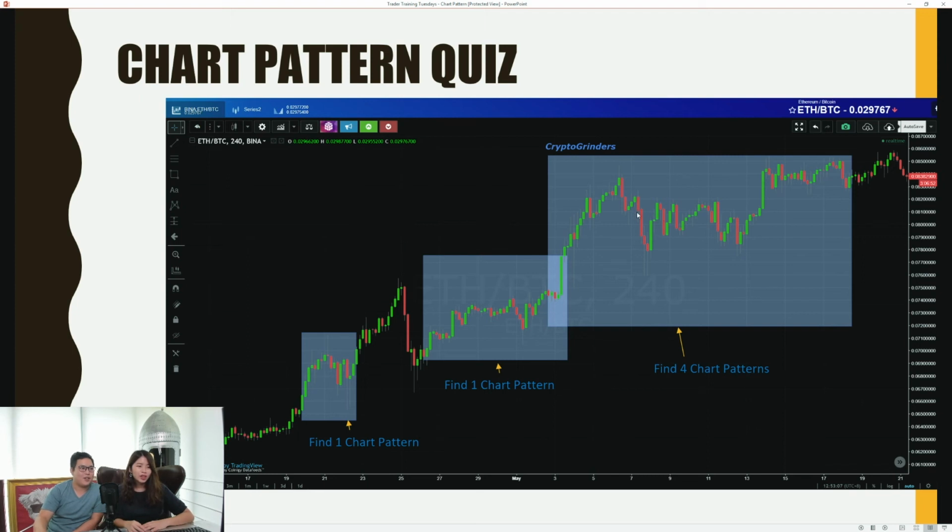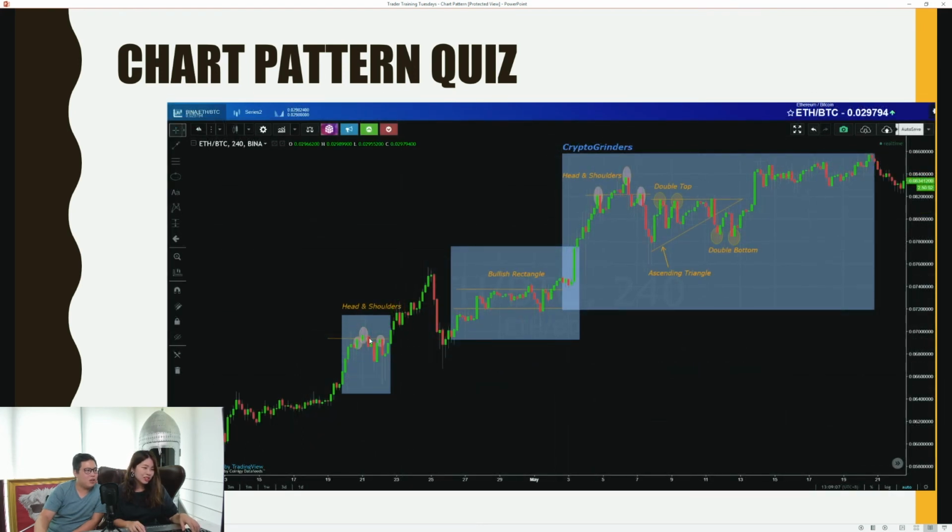Okay, final answers. So the first one was a... No, it was the falling wedge. No, this is the bullish rectangle. Oh, yeah. This was the falling wedge. This was the double top. This was the double bottom. And then this is the symmetrical triangle. Okay, all good.